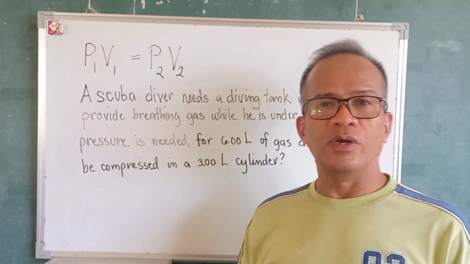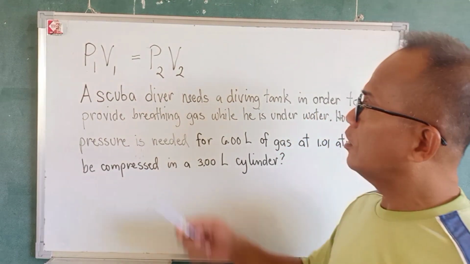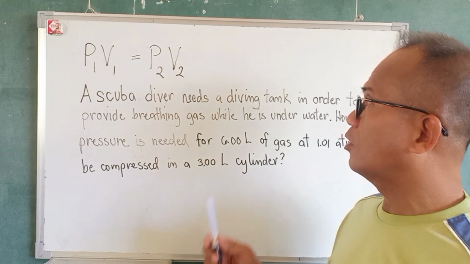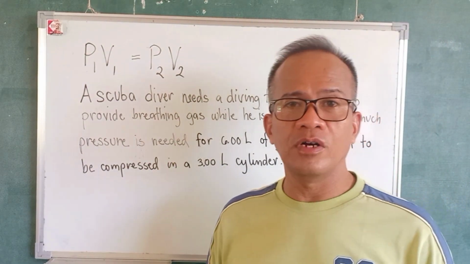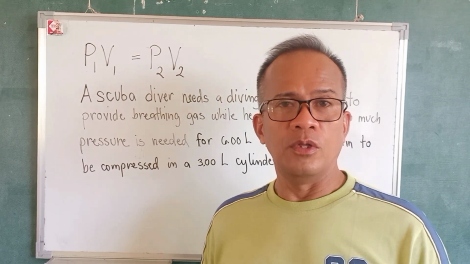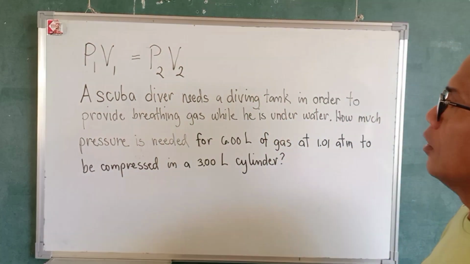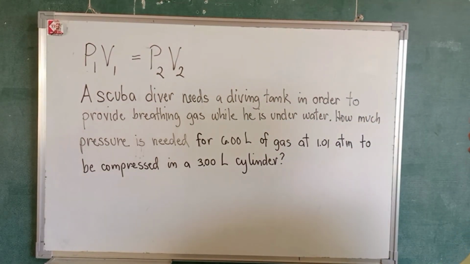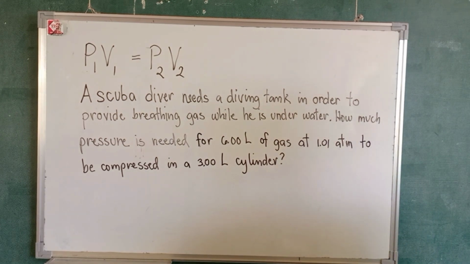This is the formula we are going to use to prove the relationship between pressure and volume. It states P1 V1 equals P2 V2. And another thing, I have here an example of a worded problem which we are going to solve to show the relationship between pressure and volume. A scuba diver needs a diving tank in order to provide breathing gas while he is underwater. How much pressure is needed for 6 liters of gas at 1.01 atm to be compressed in a 3-liter cylinder?